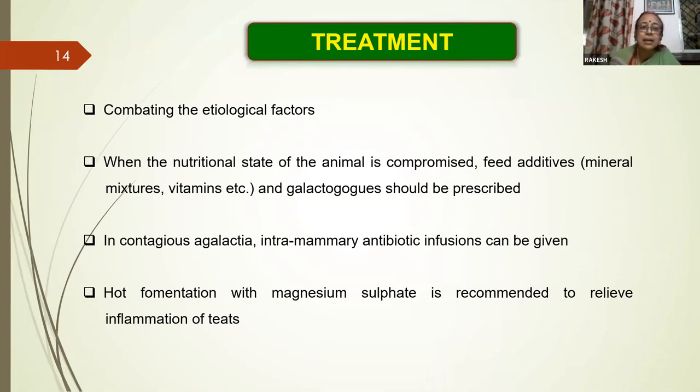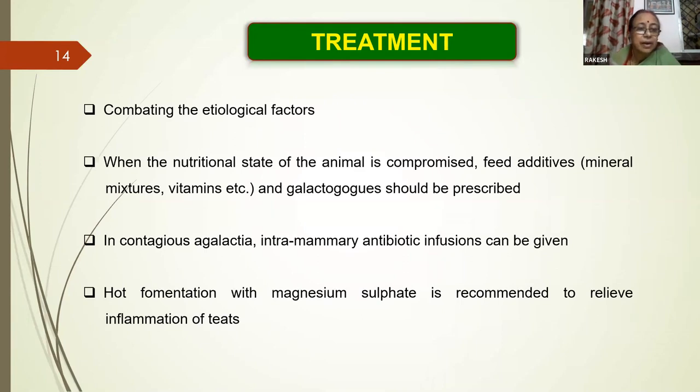In contagious agalactia, intramammary antibiotic infusion can be given. There are many sulfa drugs and many intramammary infusions available in the market. You can select one and give it as an intramammary infusion, and hot fomentation with magnesium sulfate is also recommended in chronic cases of mastitis.